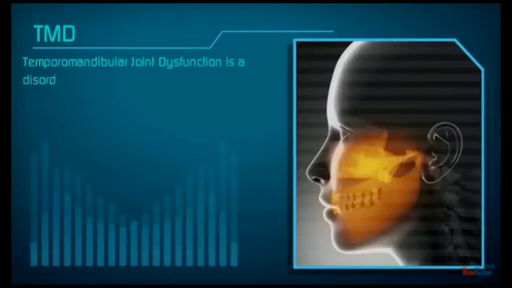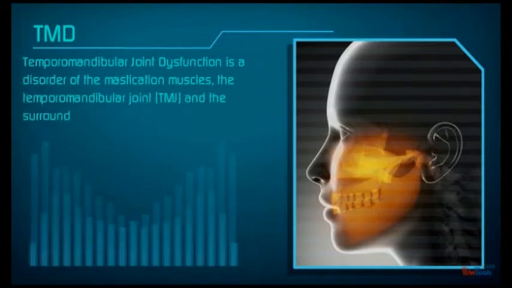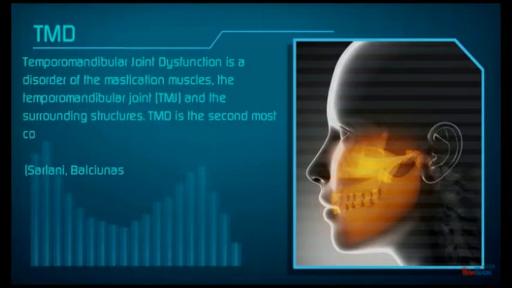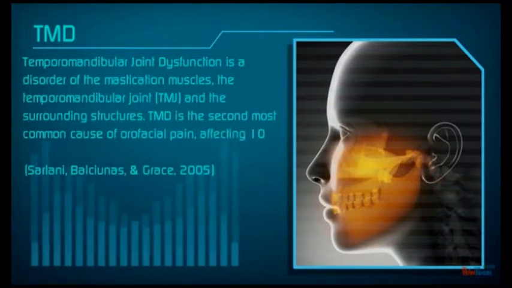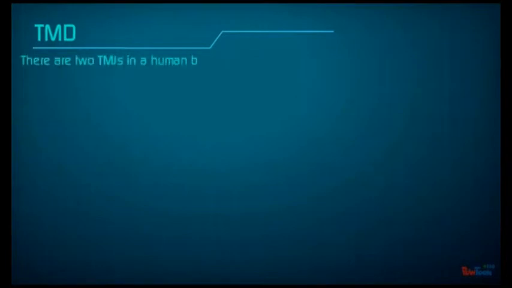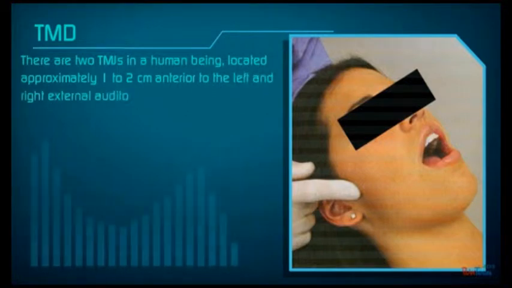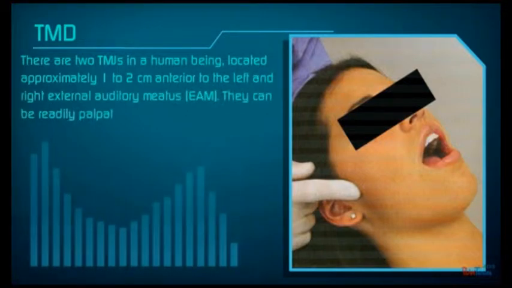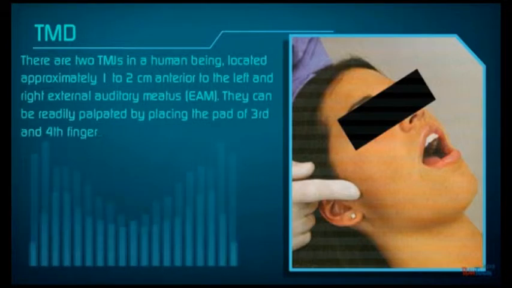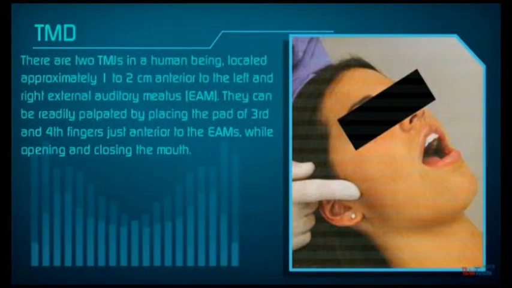Incoming transmission. TMD. Temporomandibular joint dysfunction is a disorder of the mastication muscles, the temporomandibular joint and the surrounding structures. TMD is the second most common cause of orofacial pain, affecting 10 to 12% of the general population. There are two TMJs in a human being, located approximately 1 to 2 centimeters anterior to the left and right external auditory meatus. They can be readily palpated by placing the pad of the third and fourth fingers just anterior to the EAMs while opening and closing the mouth.